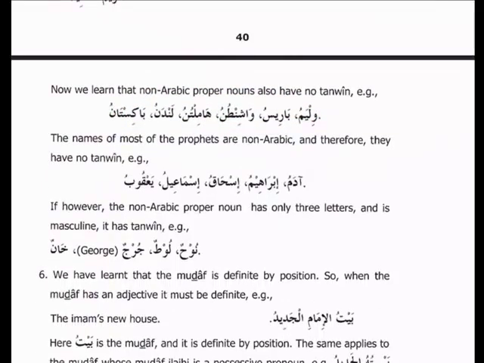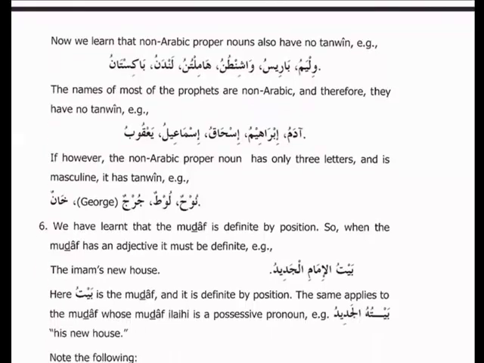And then the names of most of the prophets, for example, non-Arabic prophets, okay, the names which are non-Arabic, Adamu, Ibrahimu, Ishaqu, Ismailu, Yaqubu. We also saw Idrisu, Ayyubu. All these names are ghair munsarif isms, which are non-Arabic. Okay, non-Arabic names will be having only one haraka on them. There'll be no tanween. And then also the non-Arabic proper nouns which have only 3 letters in them.